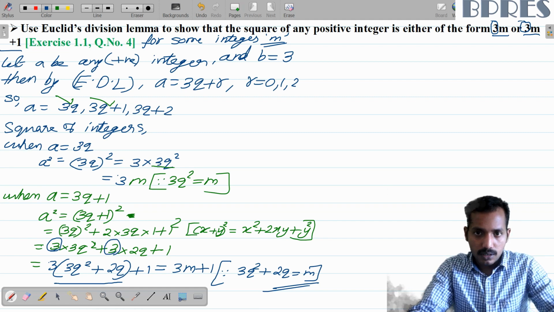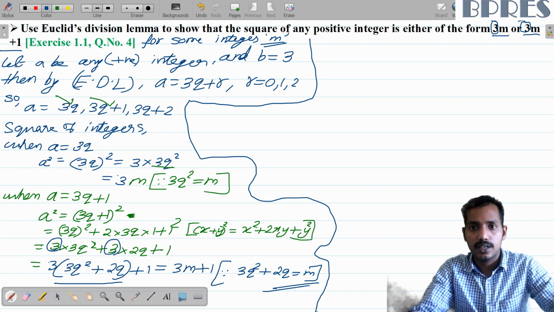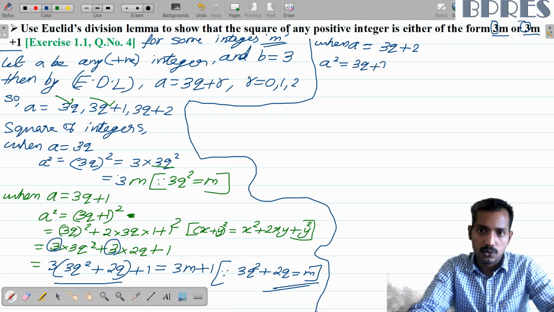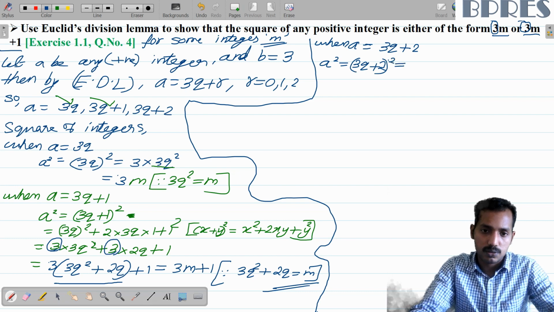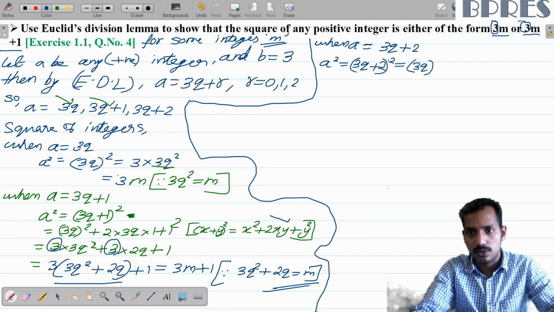Now the last number we are going to take is when a is equal to 3q plus 2. In this case, a square is equal to (3q plus 2) whole square. Here also we are going to expand by using the same identity, (a plus b) whole square. So we will get (3q) whole square plus 2 into 3q into 2 plus 2 square.